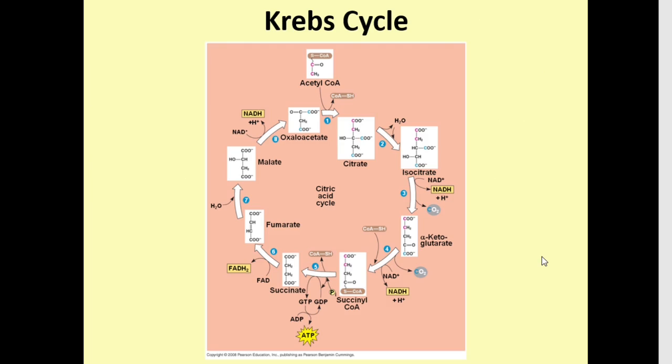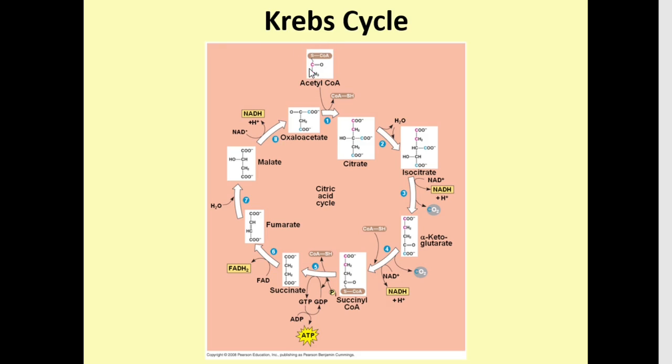But first, let's have a quick look at the Krebs cycle. So this is what it actually looks like. So like I said, don't get too bogged down by each of the stages. What we want to look at is where we're getting our products from. So this is our acetyl-CoA. This is what was produced during the link reaction.